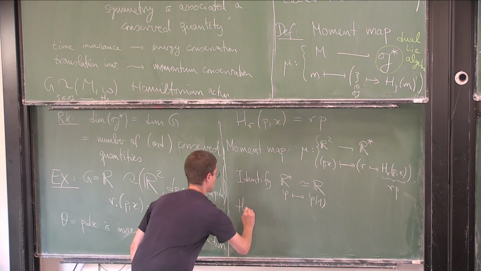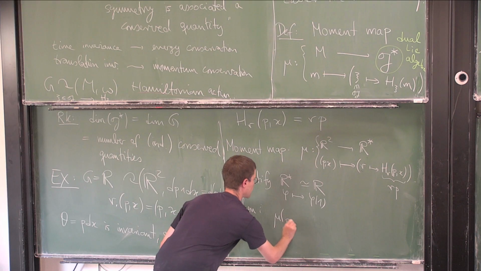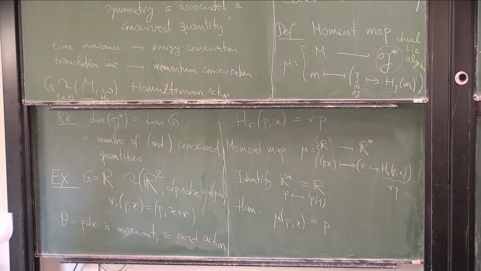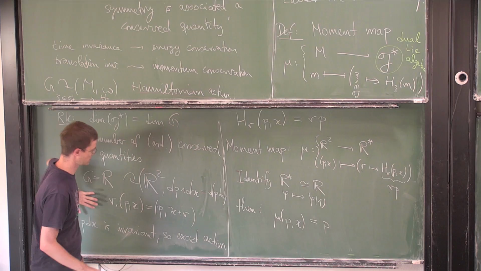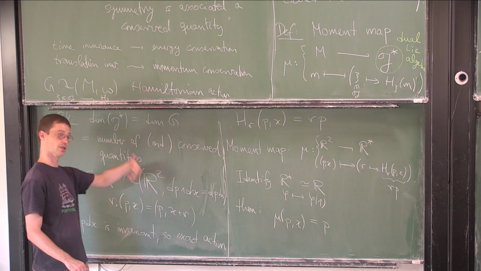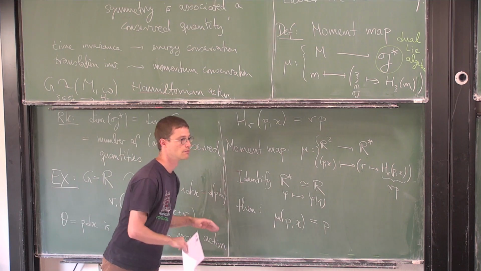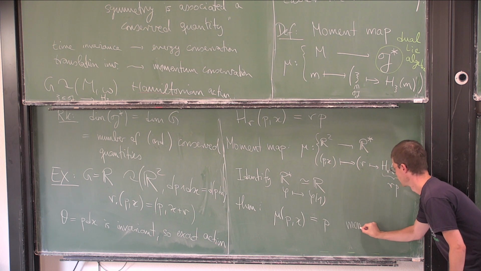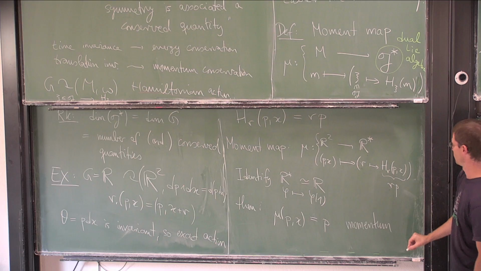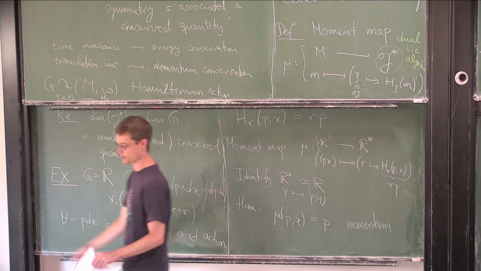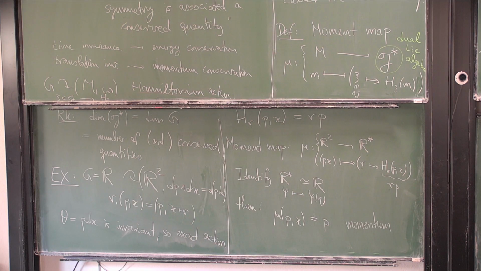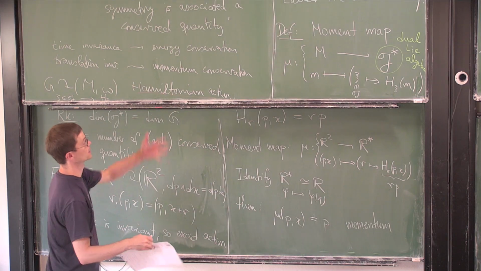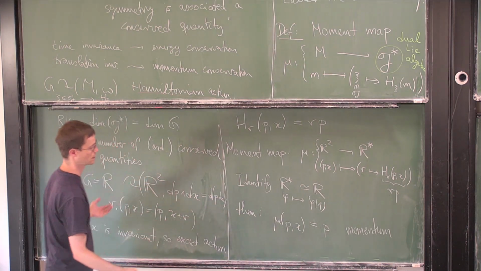And then the moment map of (p,x) under this identification is just p. And this is probably what intuitively we would say, right? When you have a symmetry which is translation in the x direction, then the associated conserved quantity is the momentum, the usual momentum. And this is why it's called the momentum map, or moment map, because in very concrete examples you get momentum, and you will see there's another example where we get angular momentum. In general, these conserved quantities are like generalized momentum.